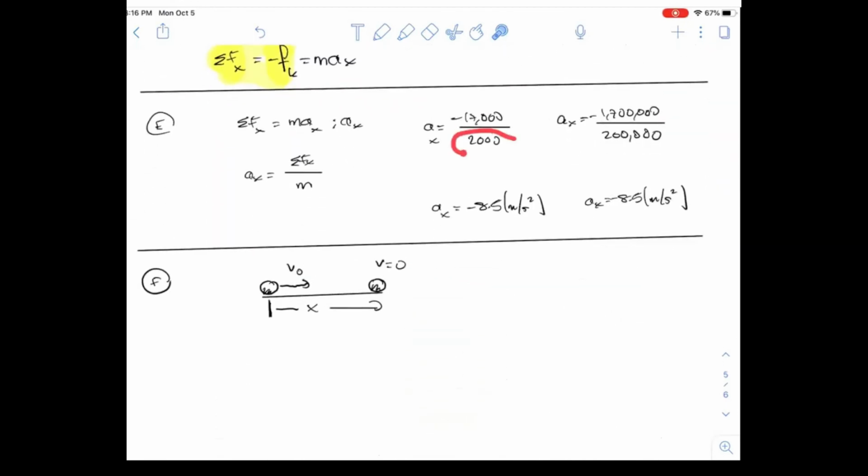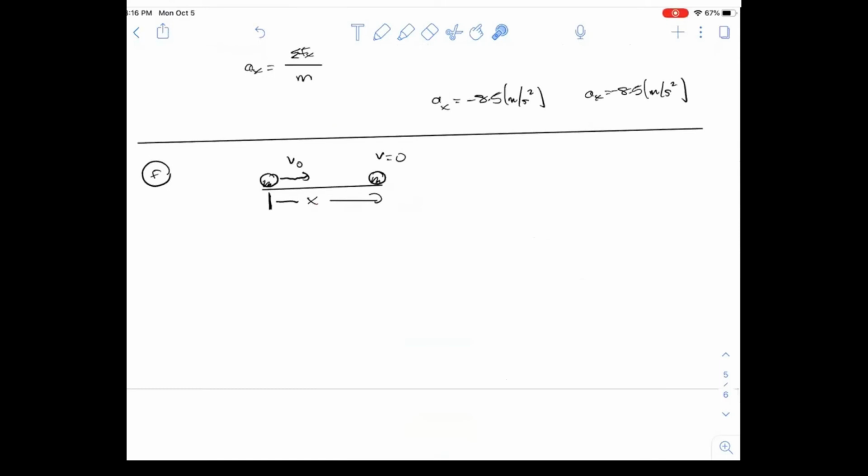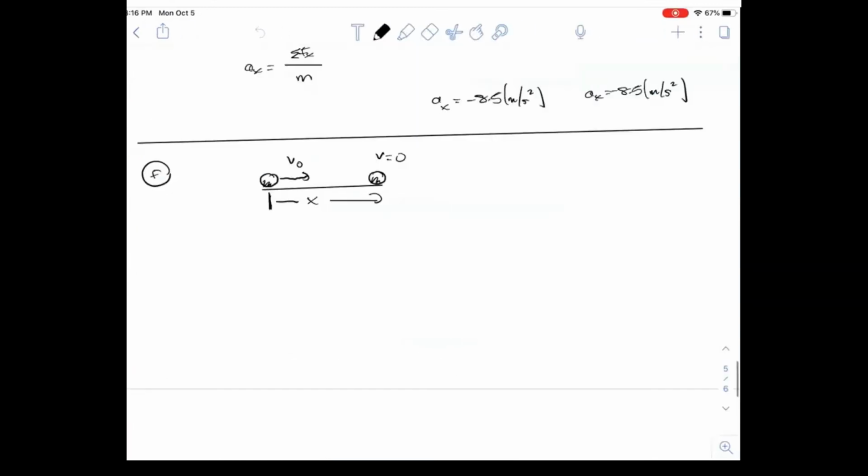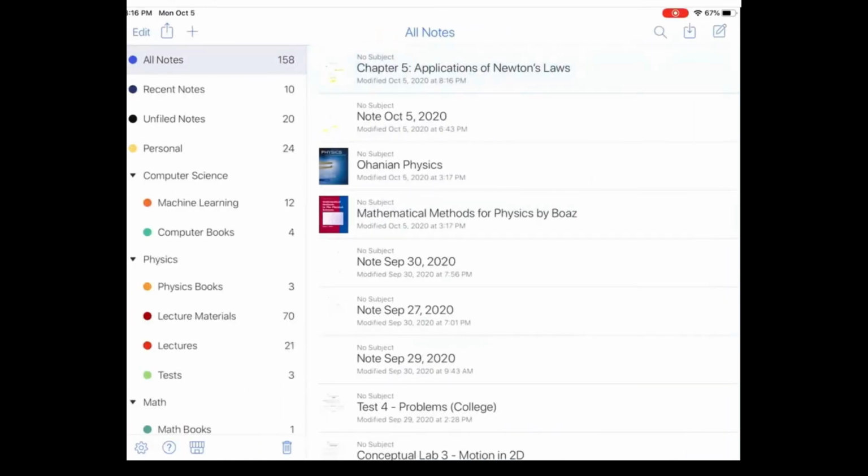Yeah, this is for the car, right? So it's going to be 2,000 for the truck. It's going to be 200,000. Okay, so let's just focus on the car just for now. All right, so what do we not know? What is the distance it's going to take for it to come to a stop?